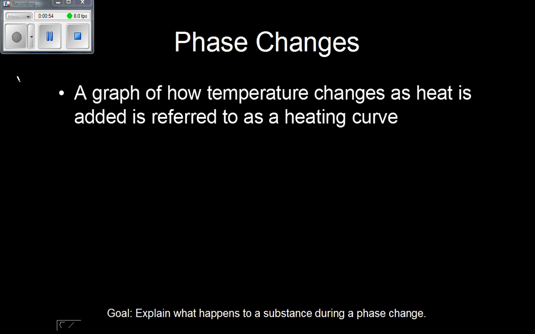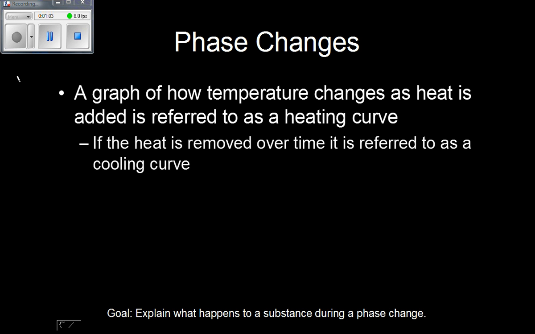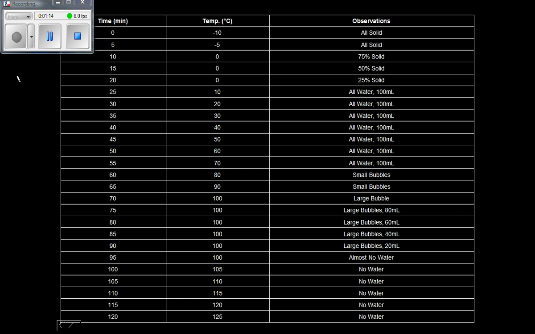When you take a graph of the data of how temperature changes as heat is added to the substance, it's called a heating curve. By the same idea, if you make a graph of how the temperature changes as heat is removed, it's called a cooling curve. Let's take a look at an example of a heating curve.